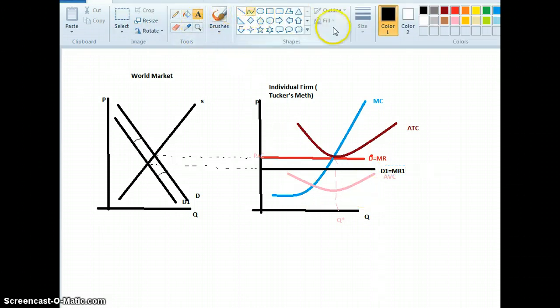And let me fix the average variable cost. So now you can see that since they're below market equilibrium, they are now facing losses in here, which I will fill in.